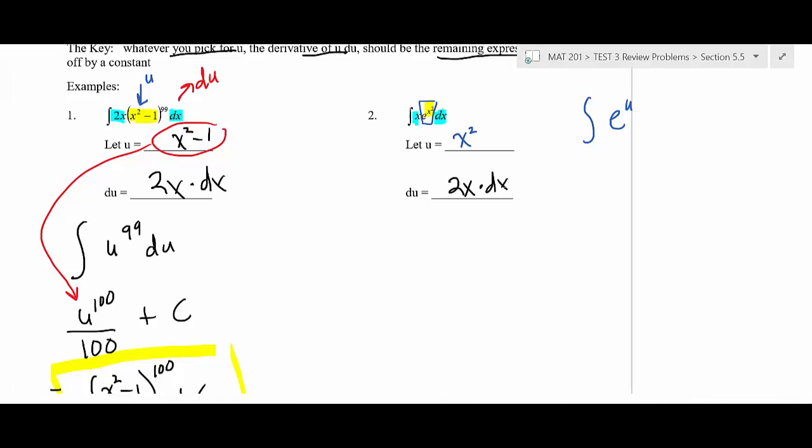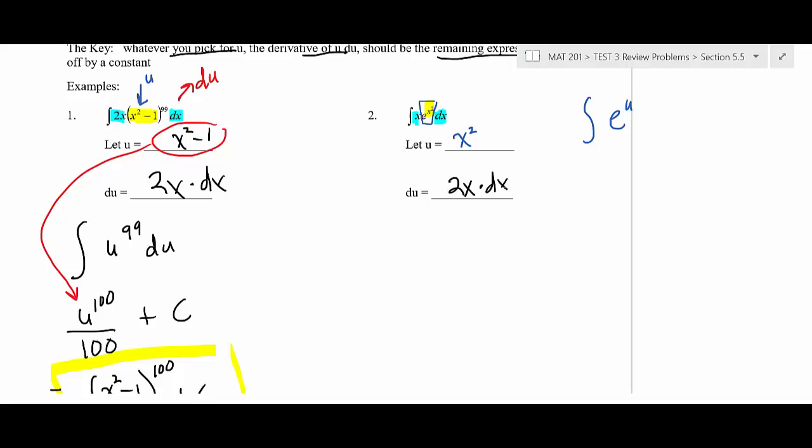We're close, okay? Now we've got e to the u, but we've got x dx. We're off by a constant. Now this is an equation, so I can divide both sides by 2 here. Then I've got x dx. Then I can substitute in. So if you're off by a constant, you can always handle that.